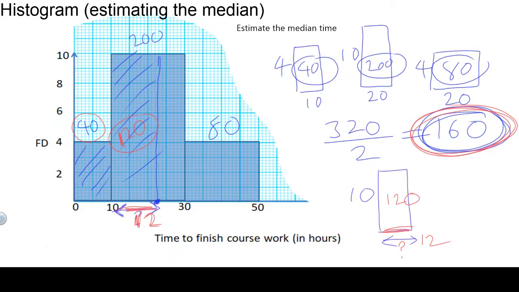I need to know, if you look at the histogram now, remember this line that I've just guessed? It drops down. I need to know what number that dot represents. Well, to find that out, it's 10, add 12, that gives you 22. So the estimated median time is 22 hours.